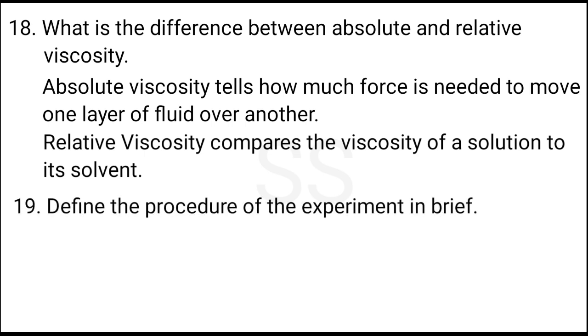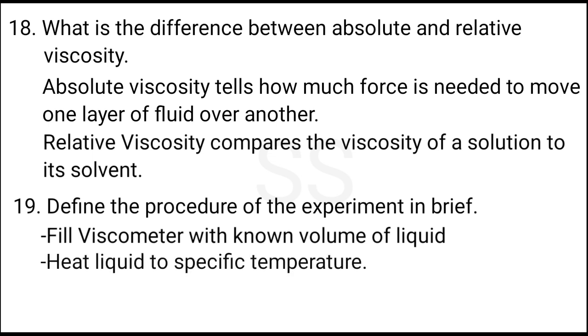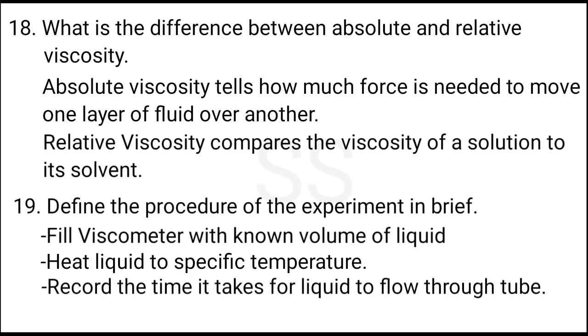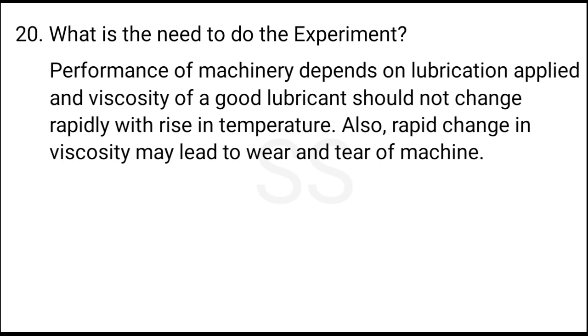Define the procedure of the experiment in brief. Firstly, we fill the viscometer with a known volume of liquid and heat the liquid to a specific temperature. Then, we record the time it takes for the liquid to flow through the tube and finally calculate the viscosity. What is the need to do the experiment? Performance of machinery depends on the lubrication applied, and the viscosity of a good lubricant should not change rapidly with temperature. Also, rapid change in viscosity may lead to wear and tear of the machine.